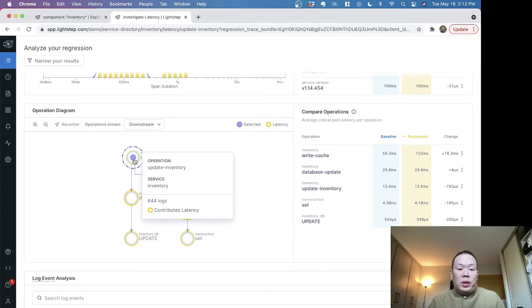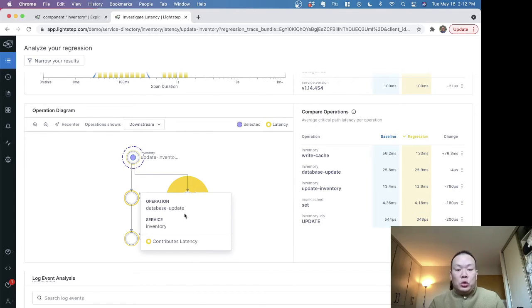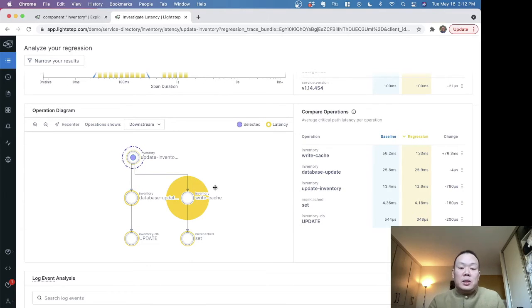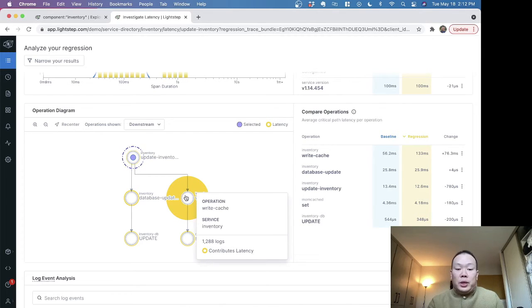So for example, we're looking at this inventory service. This inventory service does some database calls and goes to some database update work. And then it also does some cache writing. And you can see here by this yellow circle, which represents the total time taken overall, that this particular write cache operation actually represents the bulk of the latency. And now we know that this is where the operation is actually affecting the performance of this system. Just by this very quick glance, we know what operation is being affected.